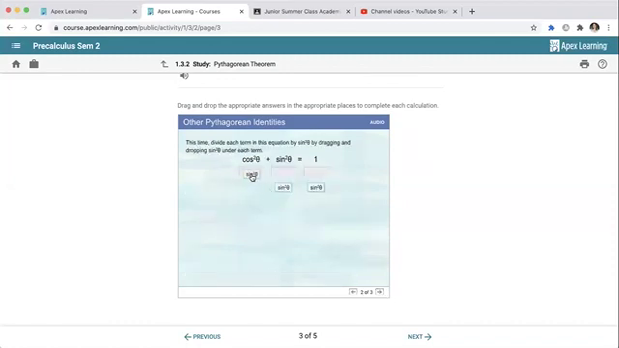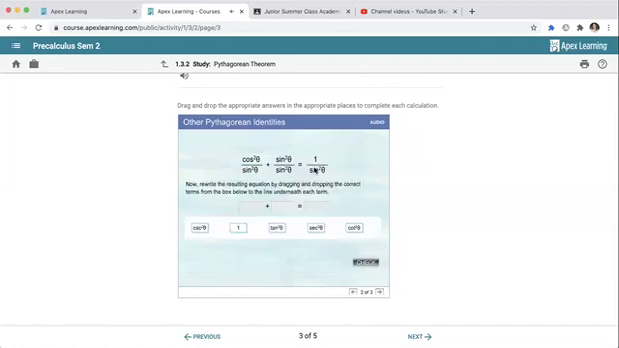All right, if I decide to divide everything by sine squared, well, cosine over sine gives me cotangent, plus 1, and then 1 over sine is cosecant.